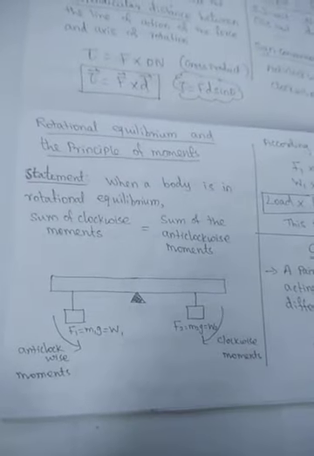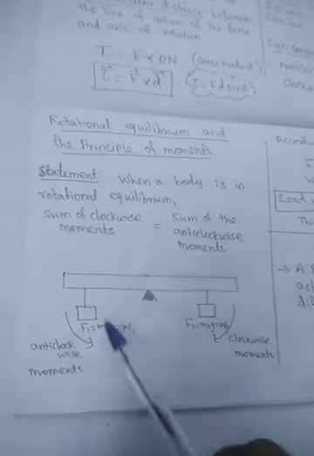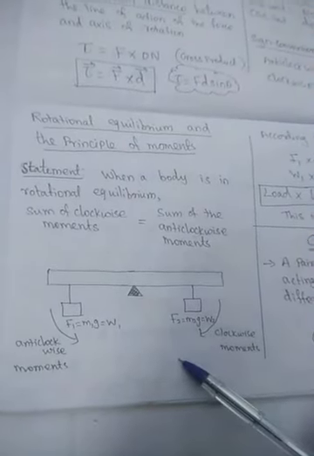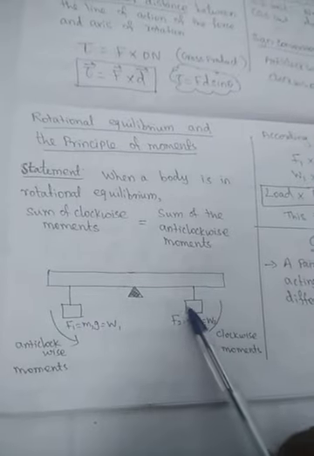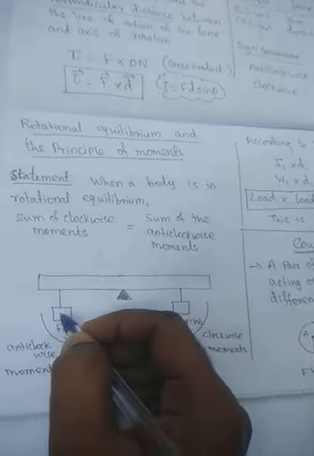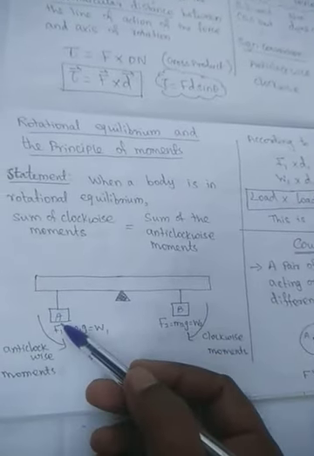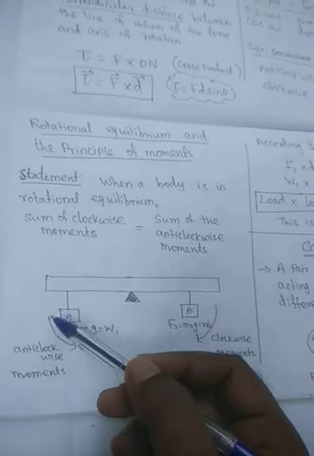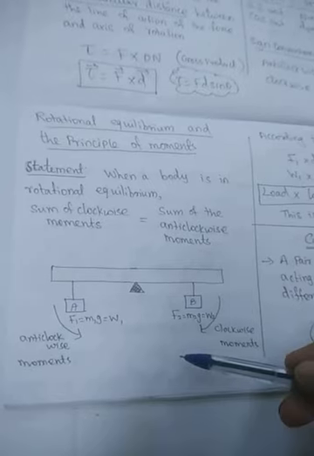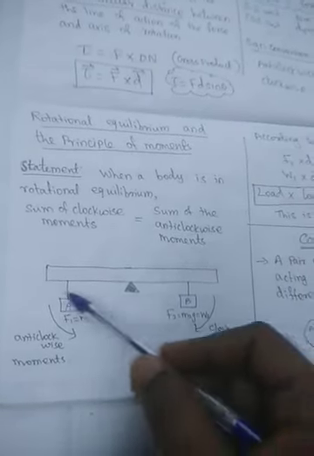So this is called the principle of moments. When a body is in rotational equilibrium, this side will rotate in the anti-clockwise direction and this side will rotate in the clockwise direction because of the weight of the two bodies on the left side and right side. If you take this body as A and this body as B, due to the weight of the bodies A and B, A will move in the anti-clockwise direction and B will move in the clockwise direction. Moments means force into perpendicular displacement.